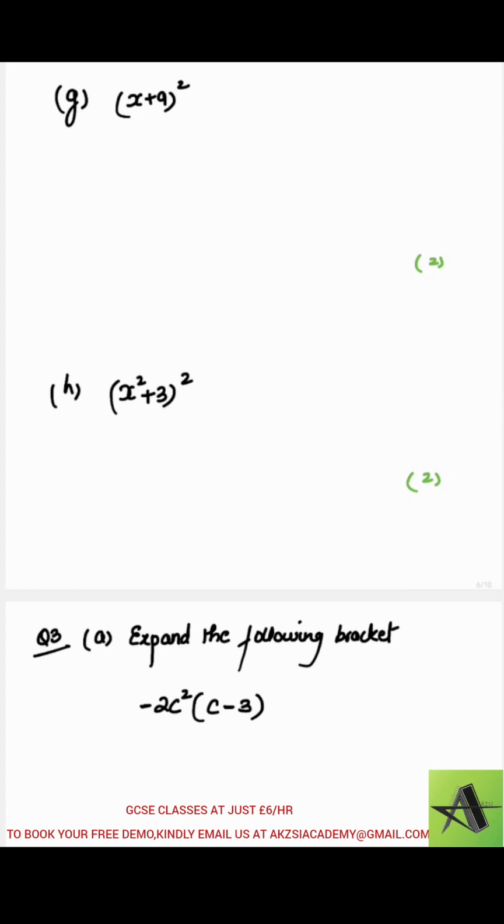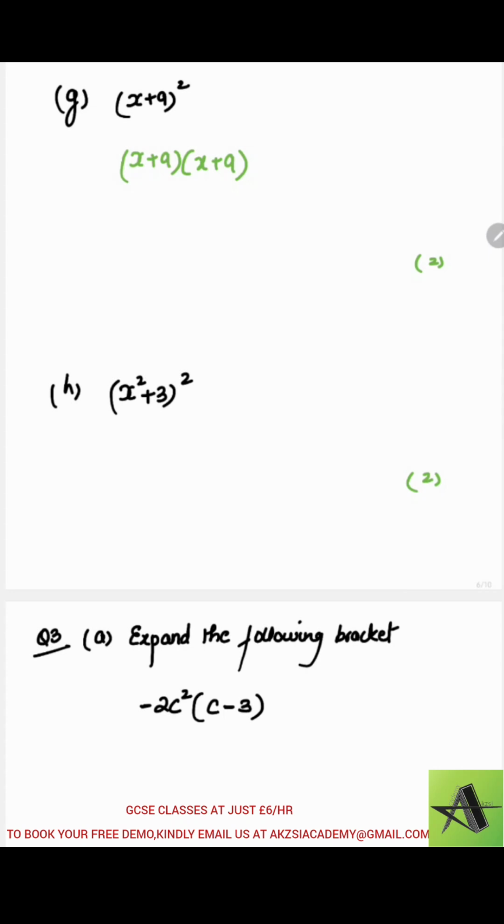So let me continue from part G. x plus 9 whole squared. This is the most common mistake that a student makes. They do it like this: x squared plus 9 squared, and they end up getting x squared plus 81. No, it's not that, you have to square the individual. x plus 9 whole squared means x plus 9 times x plus 9. That's the meaning of whole squared.